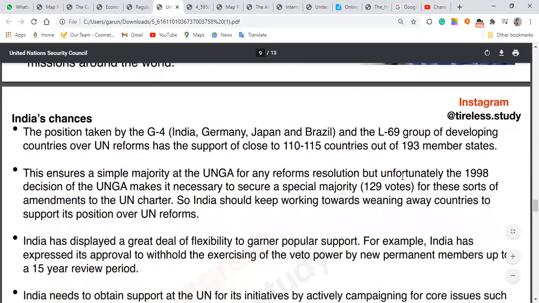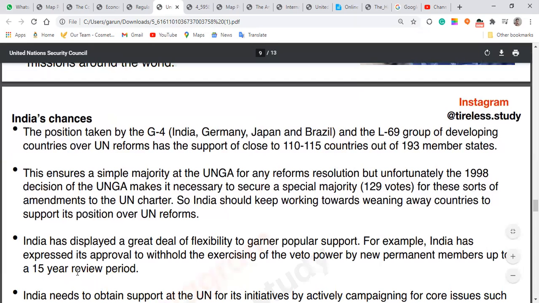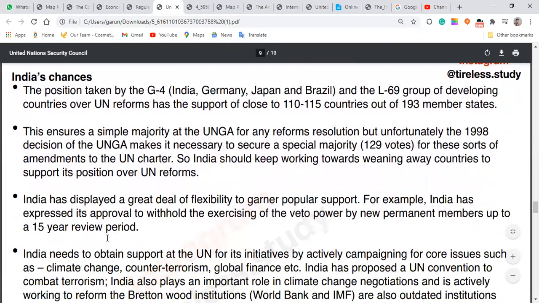So basically, how many more countries' support does India need? Approximately 14 to 19 countries. Okay, India has displayed a great deal of flexibility to garner popular support. For example, India has expressed its approval to withhold the exercising of the veto power by new permanent members up to a 15-year review period.